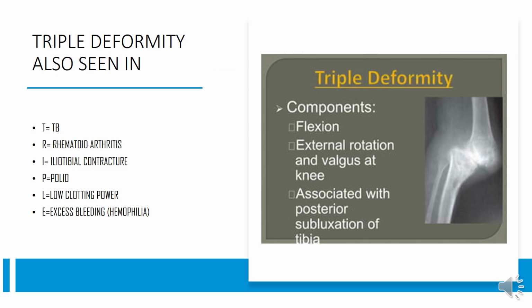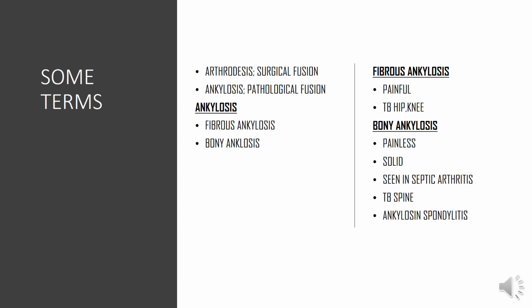So, triple deformity is also seen in other diseases, like we have a mnemonic for that: triple T for TB, R for rheumatoid arthritis, I for iliotibial contracture, P for polio. Iliotibial contracture is seen in polio. Low clotting power, excessive bleeding like hemophilia.